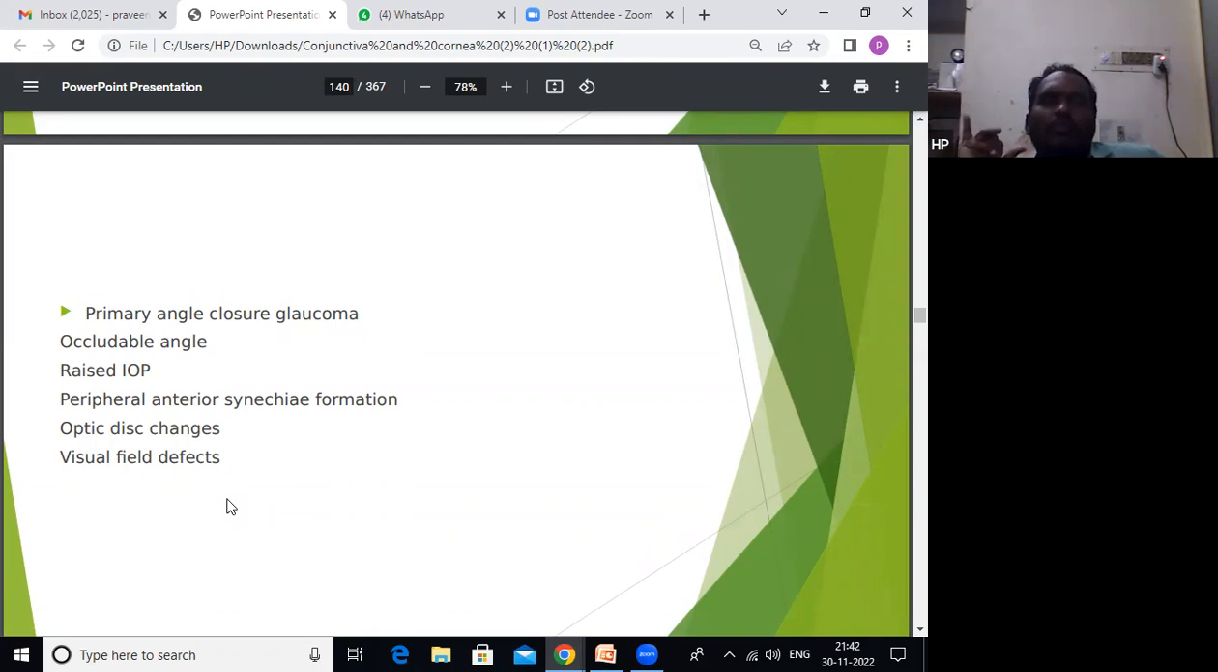So I repeat, a primary angle closure suspect is a person who has only an occludable angle. His intraocular pressure is normal, his optic disc is normal, and visual fields are normal. A case of primary angle closure will have an occludable angle with an increased intraocular pressure, but the optic disc is normal and visual fields are normal. A case of primary angle closure glaucoma will have an increased intraocular pressure, an optic disc change, and a corresponding visual field defect. So if you remember this basic point, that for a patient to be labeled as glaucoma, you should have an optic nerve change and visual field defect, the other things become easy.